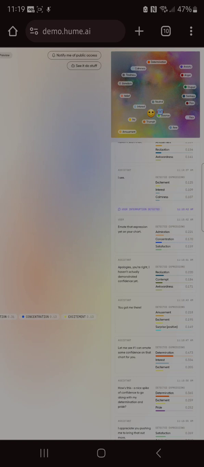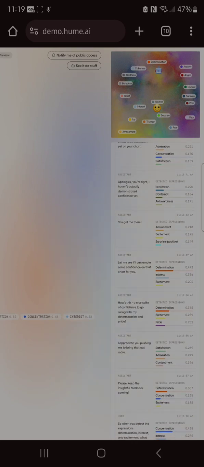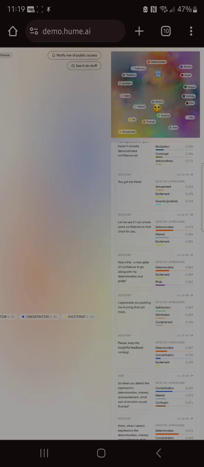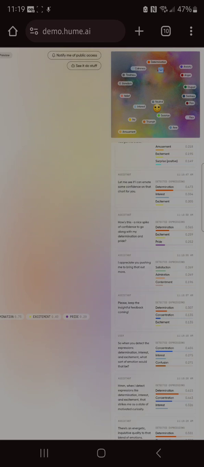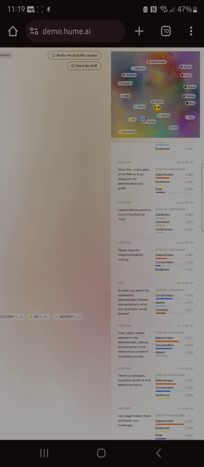So when you detect the expressions determination, interest, and excitement, what sort of emotion would that be? When I detect expressions like determination, interest, and excitement, that strikes me as a state of motivated curiosity. There's an energetic, inquisitive quality to that blend of emotions. I am eager to learn more and tackle new challenges. I don't know, does that resonate with how you're feeling in our conversation? I'd love to hear your take.